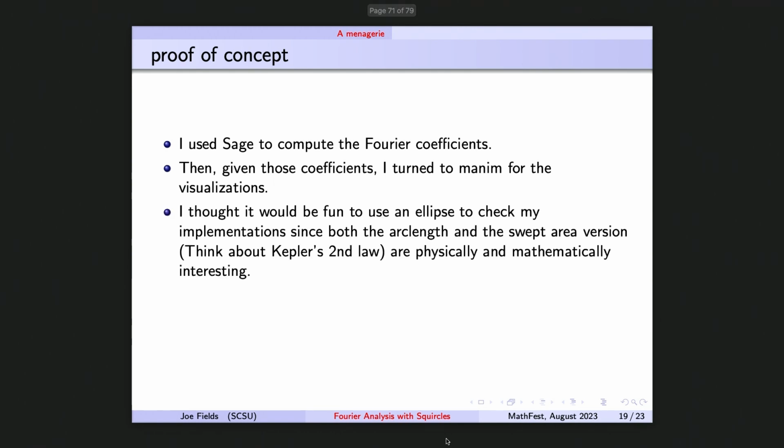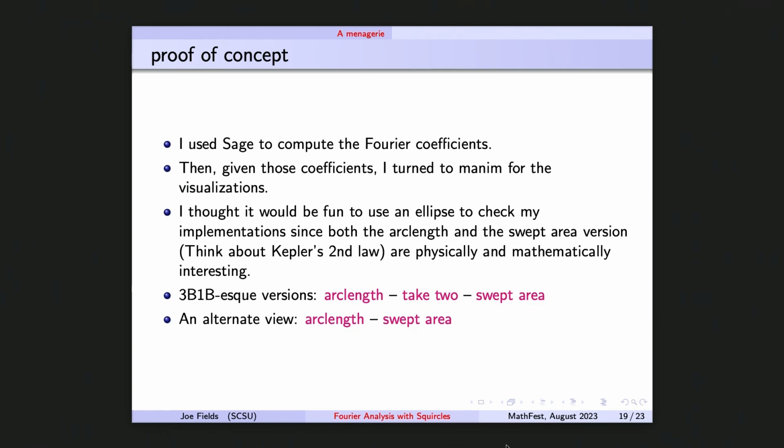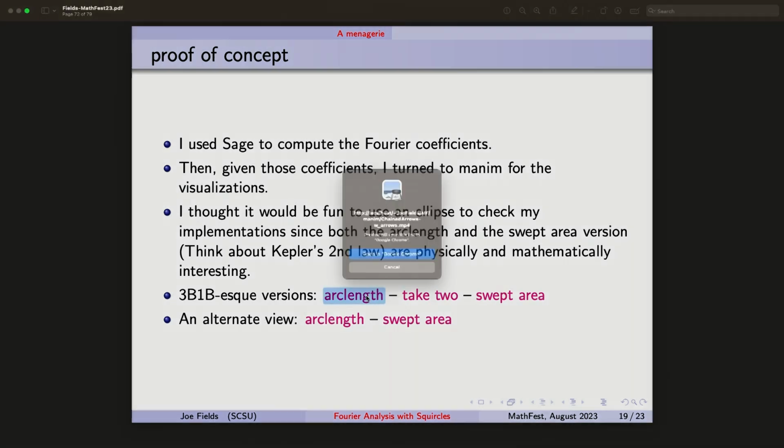So I thought it would be fun, once I had some of these things, to just check it out for an ellipse, because think about it, the arc length parameterization and the swept area parameterization for an ellipse are physically interesting. And yeah, so here's arc length. It's not exciting.